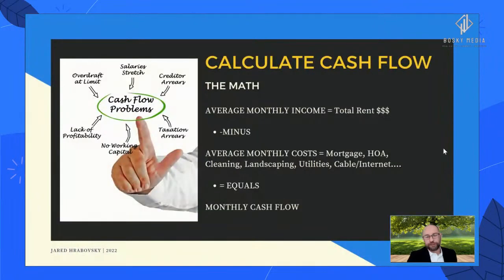Now, the math, calculating cash flow. This is the most important part. So we're going to take average monthly income, that's your total rent dollars, minus your average monthly cost. That's your mortgage, your HOA, your cleaning, landscaping, utilities, cable and internet, equals monthly cash flow. So cash flow is the profit you're going to make monthly after paying all the expenses for that property.